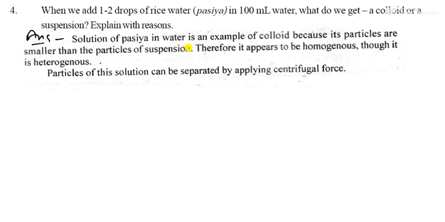Solution of rice water in water is an example of colloidal because its particles are smaller than the particles of suspension. Suspension particle से इसके particle छोटे होते हैं, यानी they are very small compared to the suspension particle. So it is which one? It is a colloidal solution. It appears to be homogeneous, but it is also heterogeneous because it is not seen by naked eyes. It can be seen by the microscope.